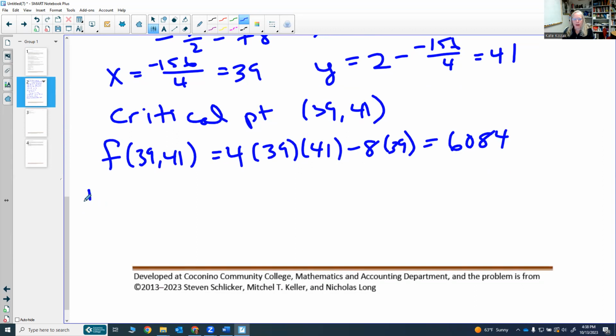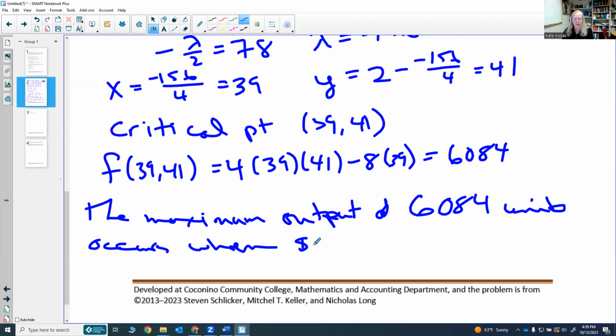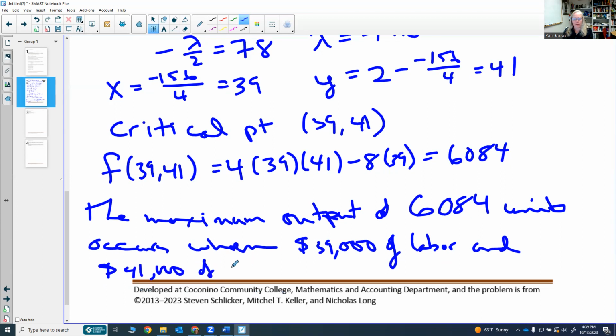This means the maximum output of 6,084 units occurs when $39,000 of labor and $41,000 of capital are used.